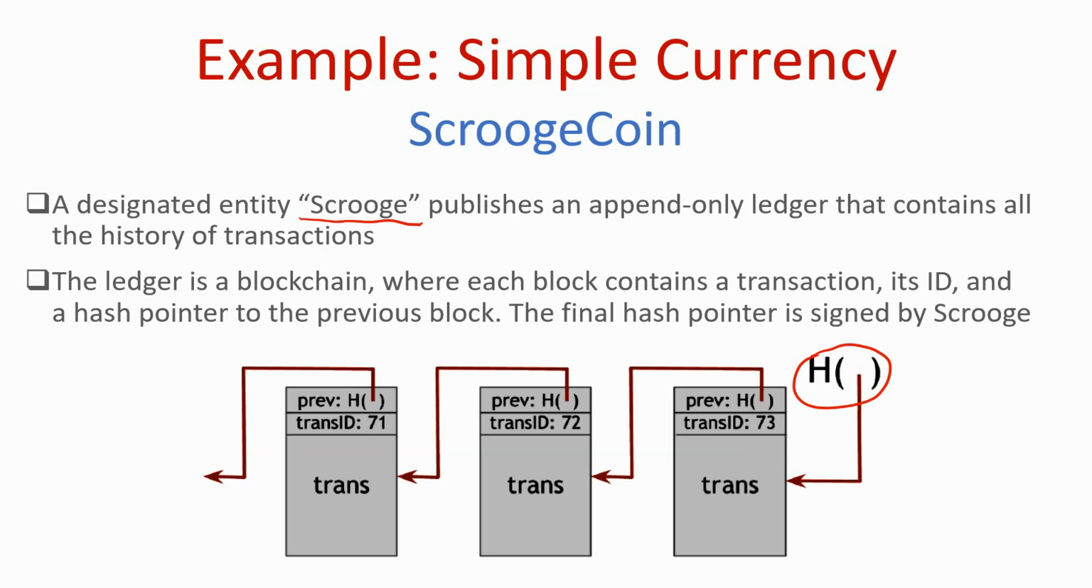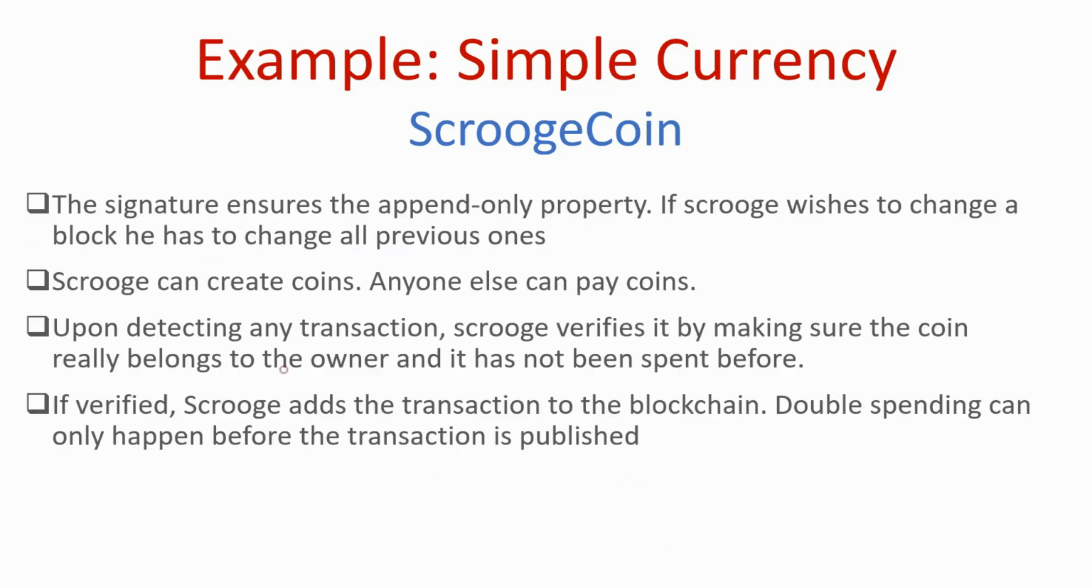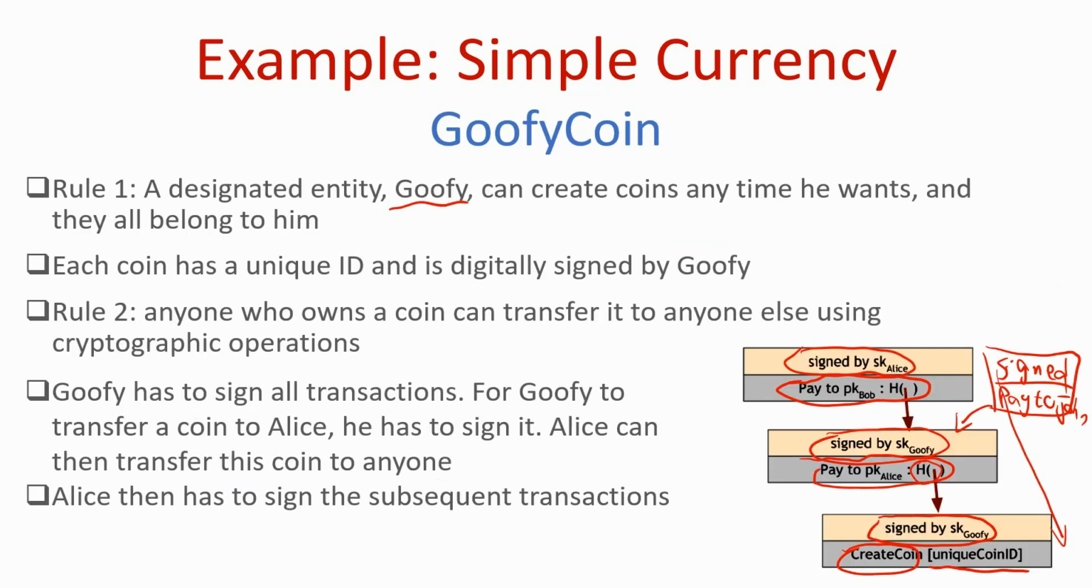And so when Scrooge wants to generate a coin, this coin generation is also a transaction that gets added in the blockchain. So there will be a transaction in this block, for example, saying that Scrooge has generated, for example, 3 coins, and this transaction would be digitally signed. So every transaction will be digitally signed and added to the blockchain. Now, if someone wants to send a coin to someone else, let's say we want to do the same thing that we did in Goofy Coin. We want to send the coin to Alice, and Alice wants to pay this coin to Bob.